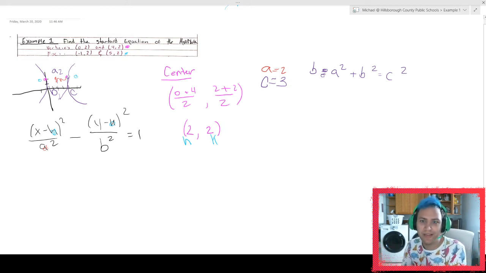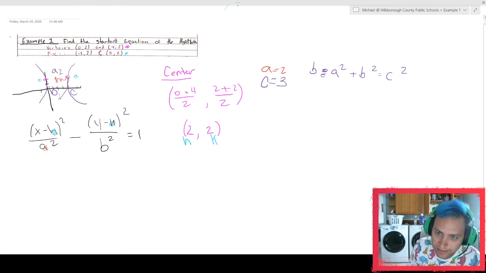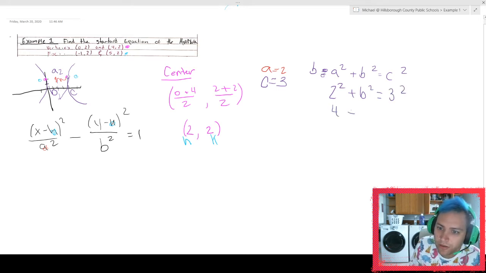Here, a and b happen to be a and b in the Pythagorean theorem, so it works out really nice here. So plugging this in, we're going to have 2 squared plus b squared equals c squared. So 2 squared, or 3 squared. So I get 4 plus b squared equals 9.